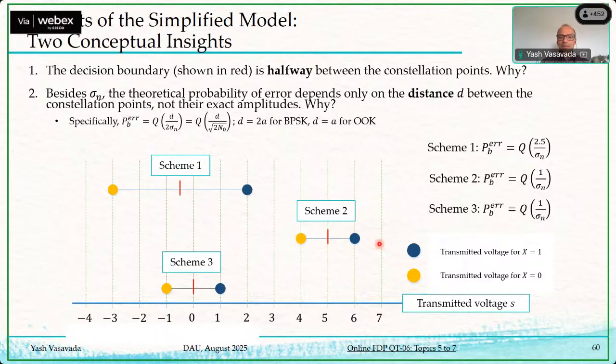You can evaluate the error probability for scheme 1, scheme 2, and scheme 3 because their expressions will be given as shown here: D divided by 2 sigma n.